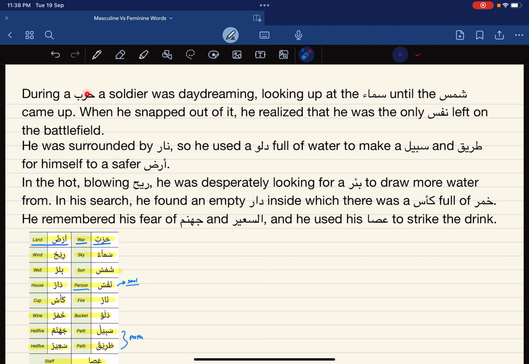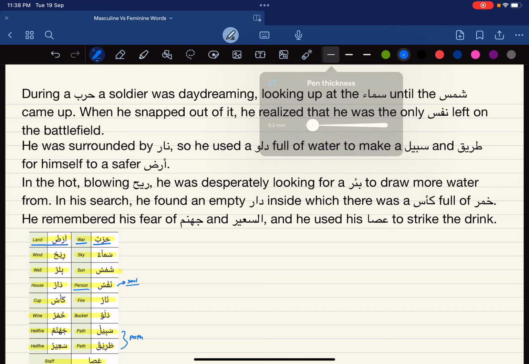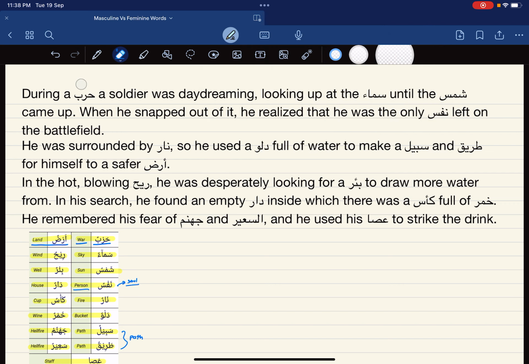During a harb. What does harb mean? Harb means war. Well, that is too light. I need something darker. During a war, a soldier was daydreaming, looking up at the sama'un, sky, until the shams, until the sun came up. When he snapped out of it, he realized that he was the only nafsun, person, left on the battlefield.